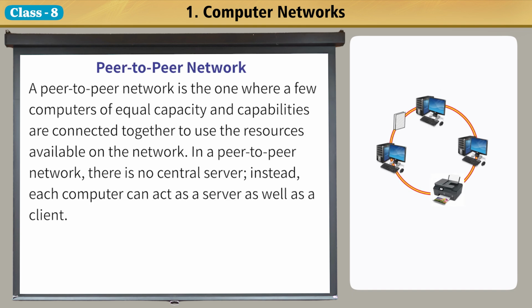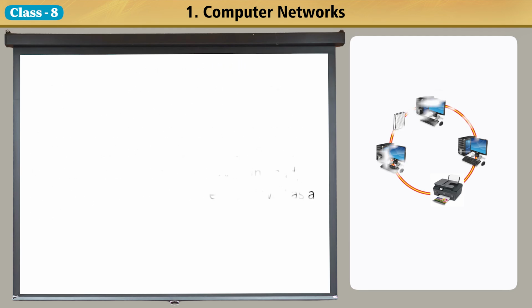Peer-to-peer network. A peer-to-peer network is one where a few computers of equal capacity and capabilities are connected together to use the resources available on the network. In a peer-to-peer network, there is no central server. Instead, each computer can act as a server as well as a client.